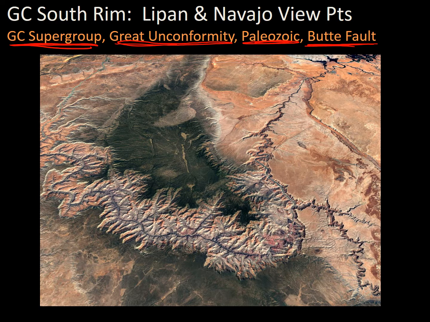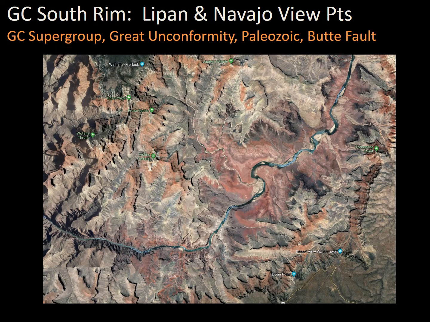So here's a satellite view. Let's zoom in on approximately this area to see where we are. So again, here's the road which takes you around the rim and out towards Cameron and eventually Flagstaff. Lipan Point is located here and Navajo Point is located here. And in both cases, we're going to be seeing images off to the northwest approximately.